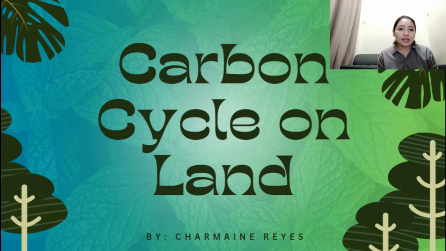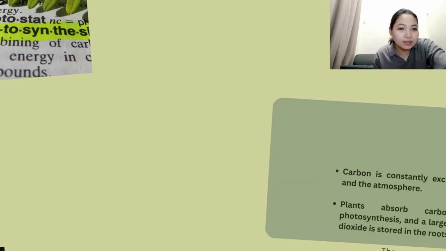Before we explain the carbon cycle on land, we need to understand that carbon dioxide is one of the most prevalent forms of carbon, which is 0.04% and can be found in the atmosphere. Furthermore, it can also be found through natural processes such as respiration and industrial processes such as the combustion of fossil fuels. How does it happen?